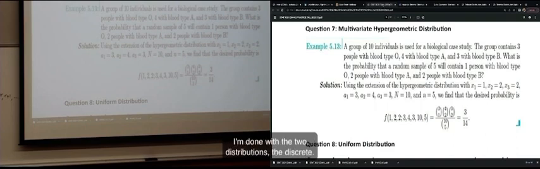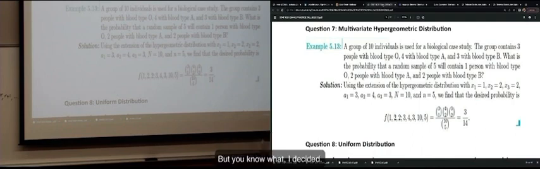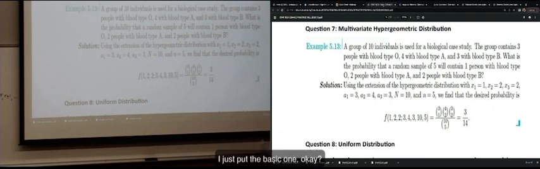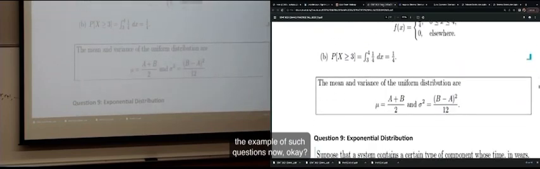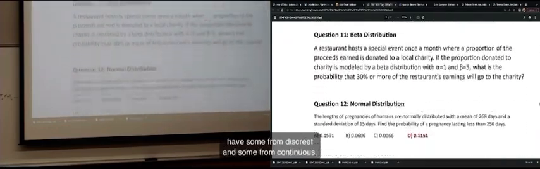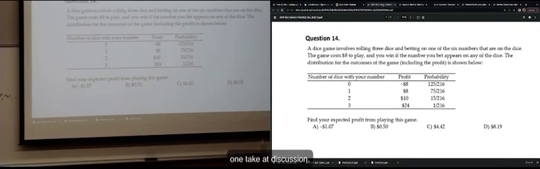Because of my time, I'm done with the 2 distributions. They are discrete. I want to go to chapter 4. That has 15 questions. But you know what? I decided I did not put in rigorous calculus. I just put the basic one. Now I'm going to go into an example of such questions. It's something you've done before. We're going to have some from discrete and some from continuous. But first I'm going to show you the one from discrete, so take a look at this question.